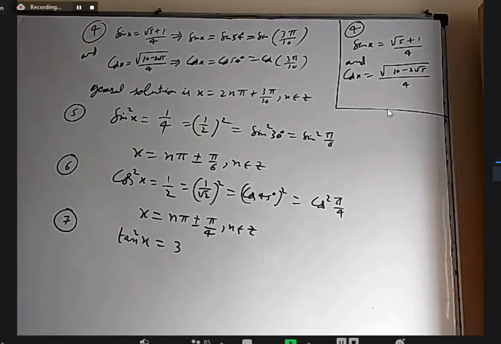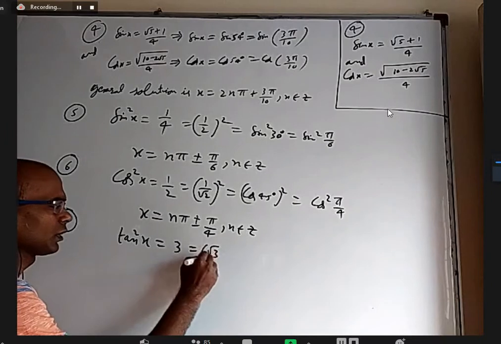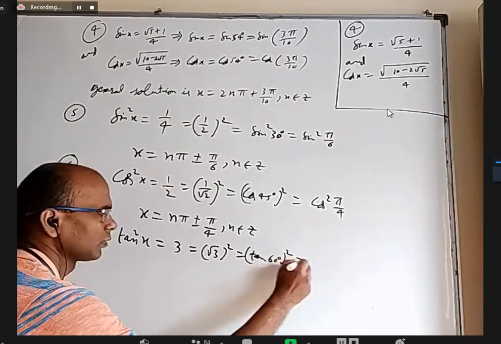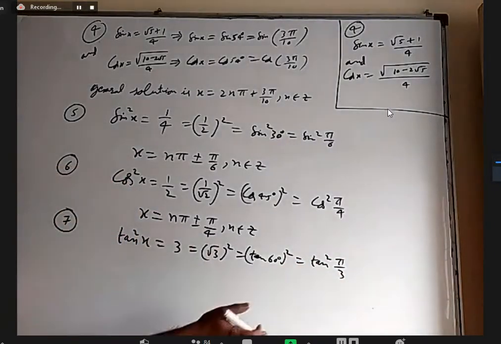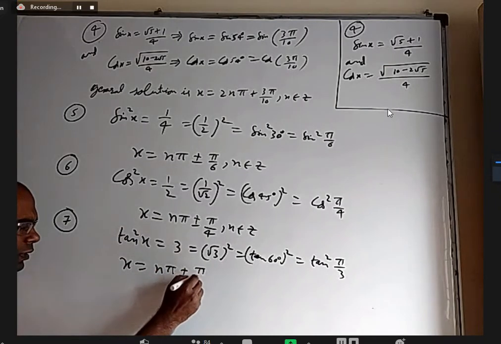And n pi plus or minus pi by 3. Yes. This I can write as root 3 whole square, which is tan 60, which is tan square pi by 3. Tan square x equal to tan square alpha. We get x is equal to n pi plus or minus pi by 3.